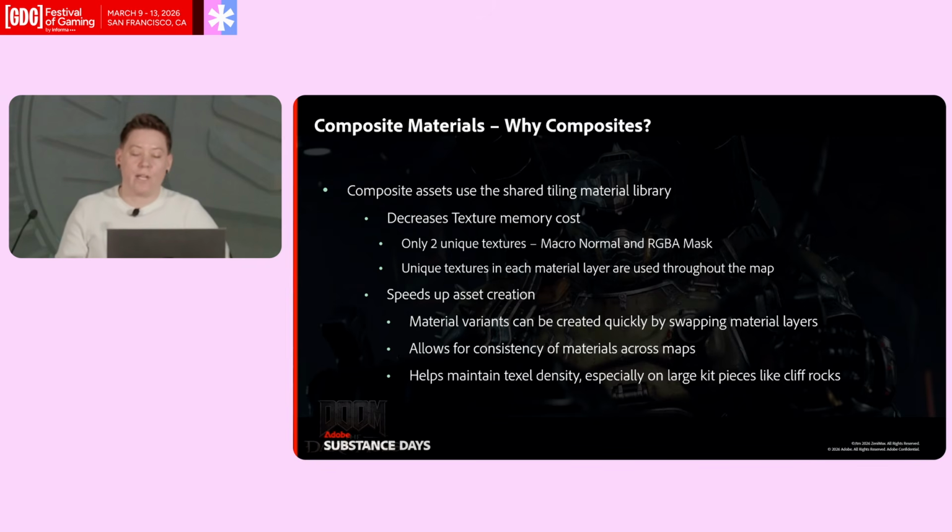Material variants can be created quickly by swapping material layers. It allows for consistency of materials across the maps because, like I said, they're all using the same shared material library. And it helps maintain texel density, especially on large kit pieces like cliff rocks. So if you scale a cliff rock really big and the macro normal might be under texel density, at least your tiling material layers are going to hold up.